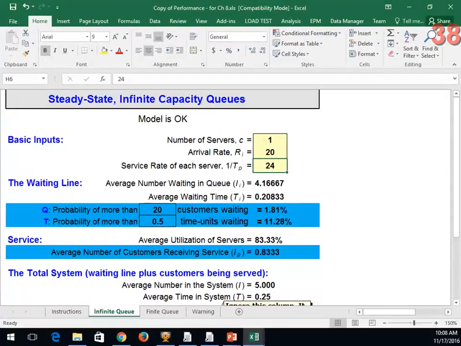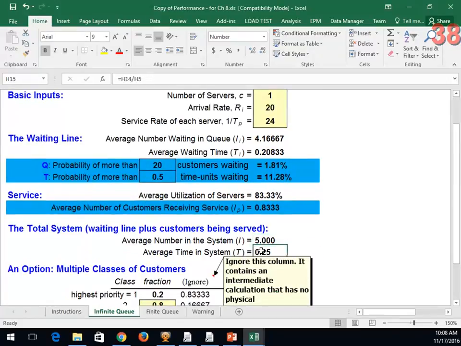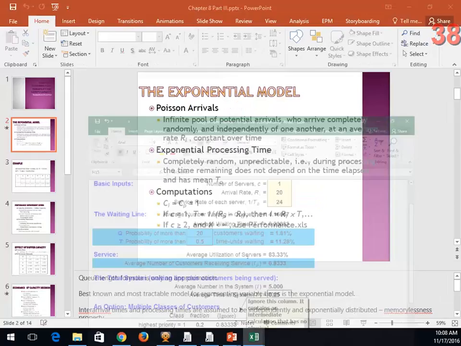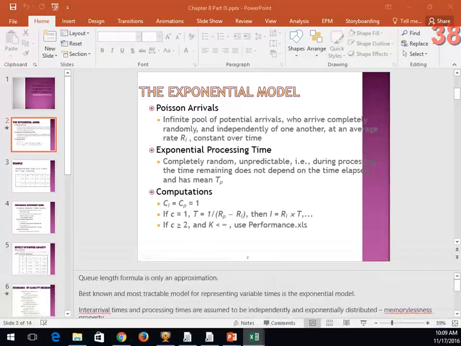All right, and right away, then I can tell that I have 4.2 customers waiting in line, right? They have an average waiting time of 0.21. Am I in minutes or hours right now? You remember? Hours. Right, we converted to hours. So that's saying that my customers are going to wait for 0.21 of an hour, okay? They are utilized at an 83.33% rate. There are an average of 5 customers in the total system, and it takes, on average, a quarter of an hour for them to finish the entire process. Okay, so let's go back then.